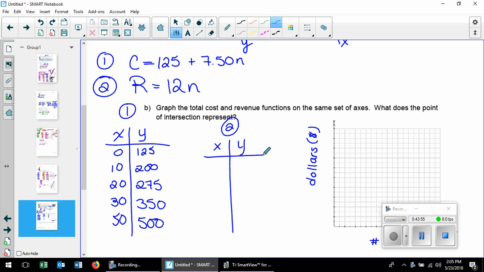So what should my x's be on this one? So if I sell 0 t-shirts, how much money have I collected? 0. 10? 20? 240. 30? 360. And 50? 600.